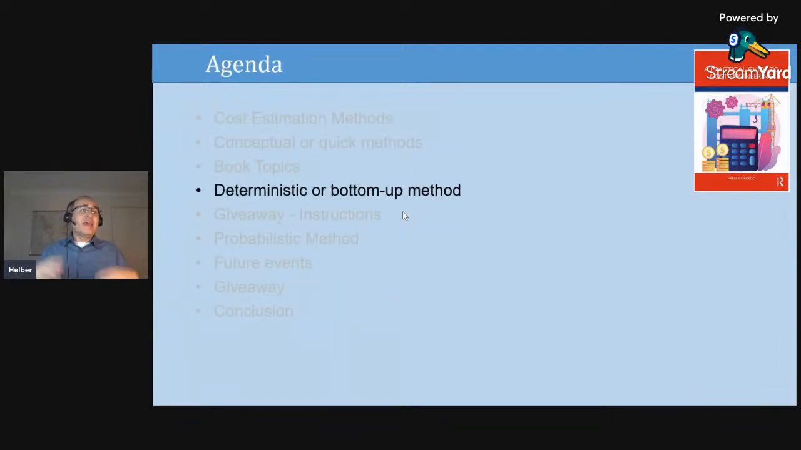We will now talk a bit about the second technique, the bottom-up methodology. We discussed initially the conceptual technique, then some things about the book, and now we will discuss the bottom-up methodology. This is the most famous technique.